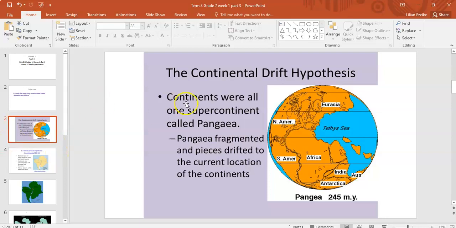Now there we talked about the continents. We are all one supercontinent called Pangaea. And this Pangaea fragmented and pieces drifted to the current location of the continent. We saw this in the 2 lessons, the part 1 and the part 2. If you don't understand this, please just take a few minutes to go back to the previous lessons for you to get a good understanding of what we are talking about.